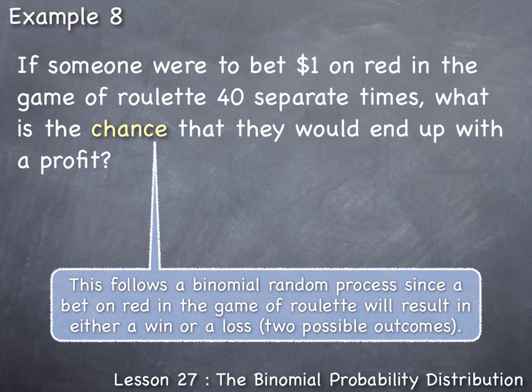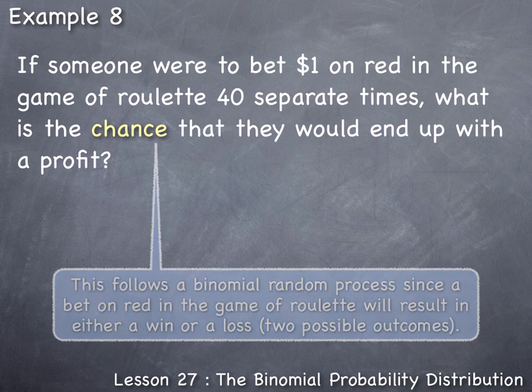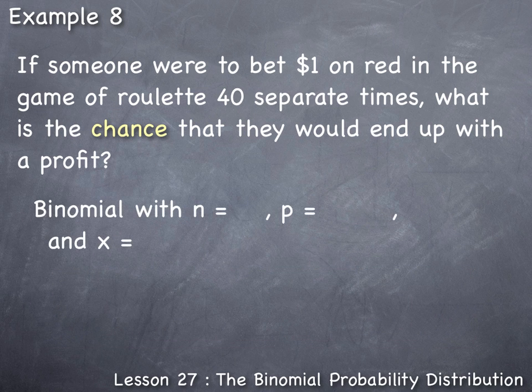So we can use the binomial probability distribution to find this chance. But in order to use the binomial probability distribution, we need to know the value of the three variables, n, p, and x, where n represents the total number of attempts. Well, in this case, this person was to bet $1 on red in the game of roulette 40 separate times. Thus, there are 40 total bets being placed. So n would equal 40 for this problem.